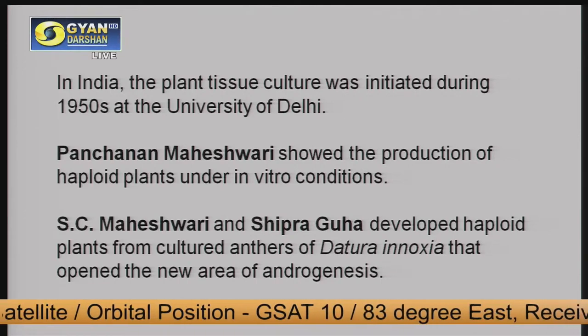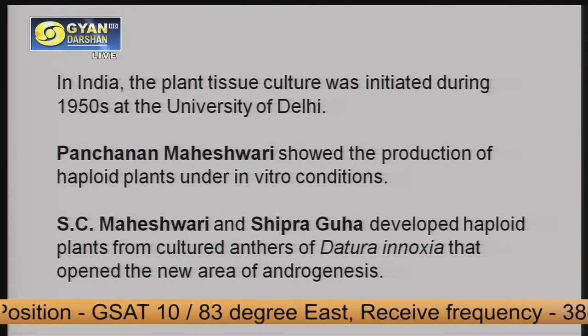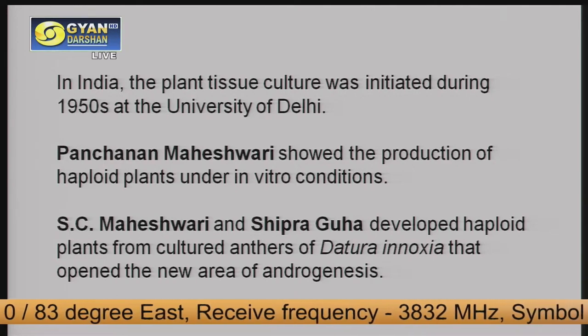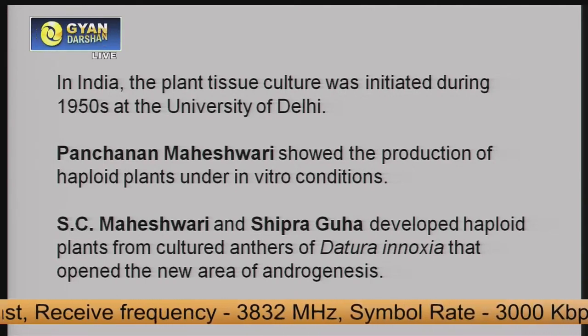SC Maheshwari and Shipra Guha also developed these haploid plants from cultured anthers of Datura innoxia, which opened the new area of androgenesis. And mind that this is a very, very difficult technique, that is getting a haploid from anther or pollen culture, and they did it long way back. So the first technique that was standardized in India was the haploid culture technique or generation of haploid plants. I will come to anther culture or pollen culture in course of my further discussions.